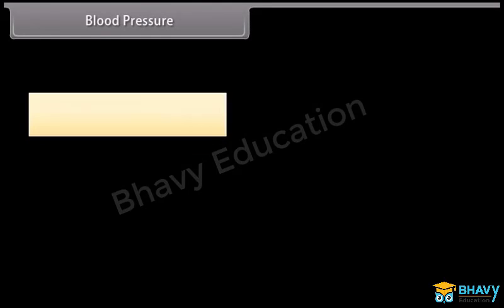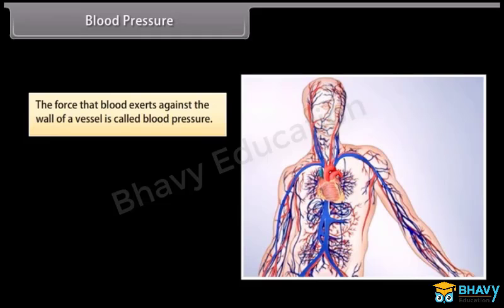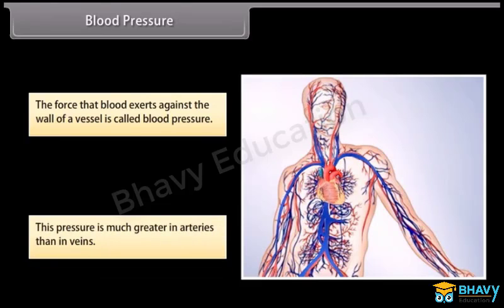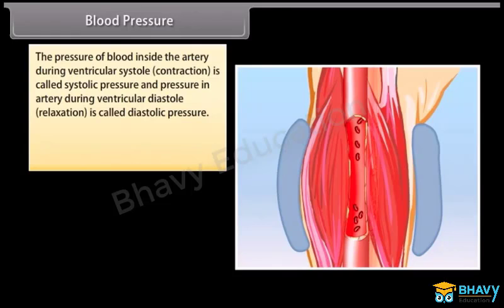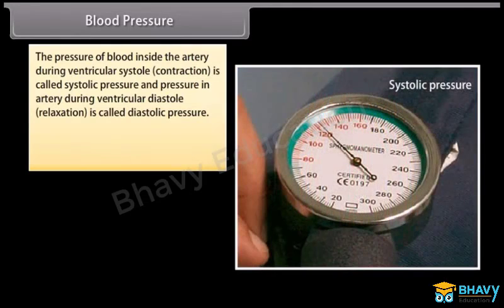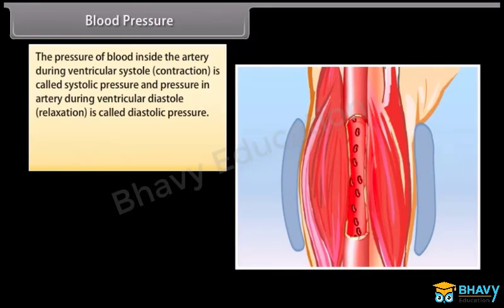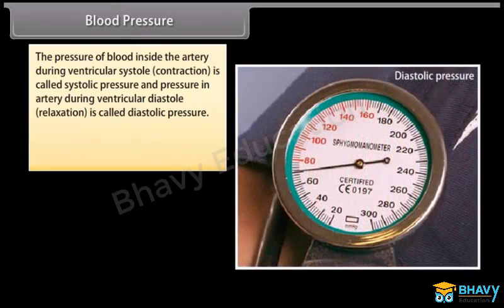Blood pressure. The force that blood exerts against the wall of a vessel is called blood pressure. This pressure is much greater in arteries than in veins. The pressure of blood inside the artery during ventricular systole (contraction) is called systolic pressure, and pressure in the artery during ventricular diastole (relaxation) is called diastolic pressure.